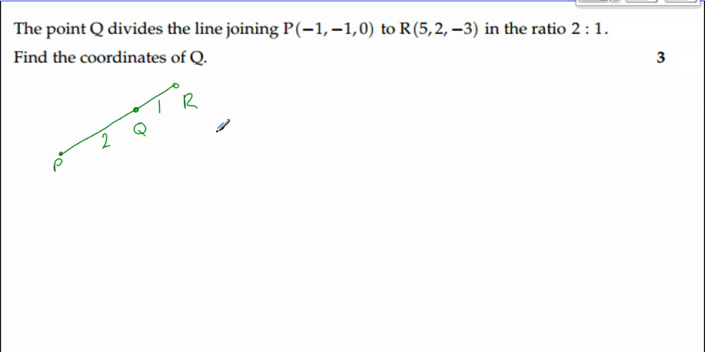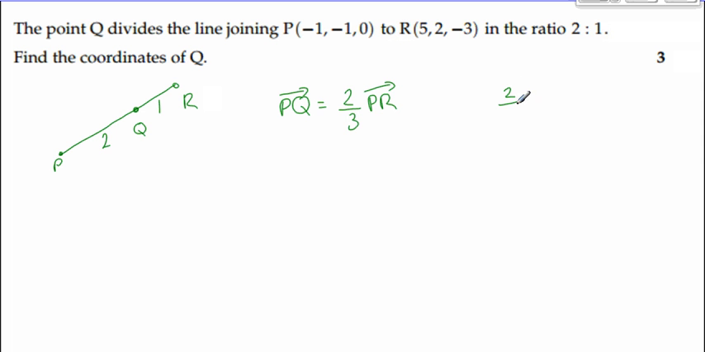Now the statement you need to make in order to access this question is, if we go from P to Q, what fraction of the whole line do we actually cover? Going from there to there is 2 bits, and you've got 1 bit up here as well. So overall, P to Q is 2/3 of that whole line, P to R. If you can make that statement, that becomes a nice, easy thing to work with.